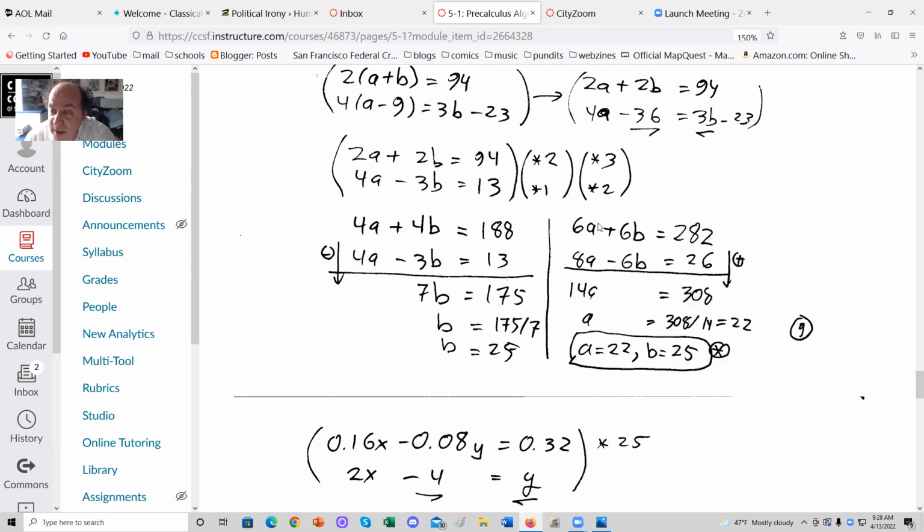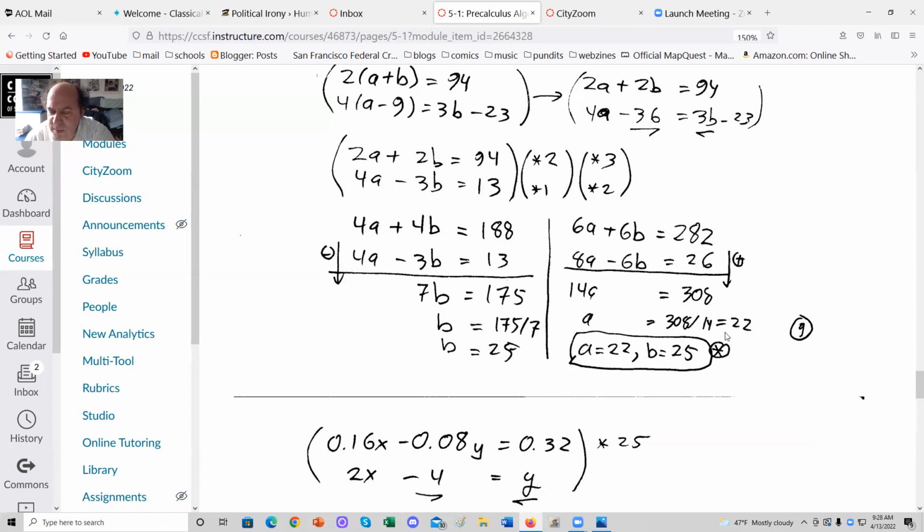So when you do that, 6a plus 8a equals 14a. 6b plus negative 6b is 0. 282 plus 26 is 308. All right, next step, divide by 14. A equals 308 over 14, which is 22. So the solution is A is 22, B is 25.